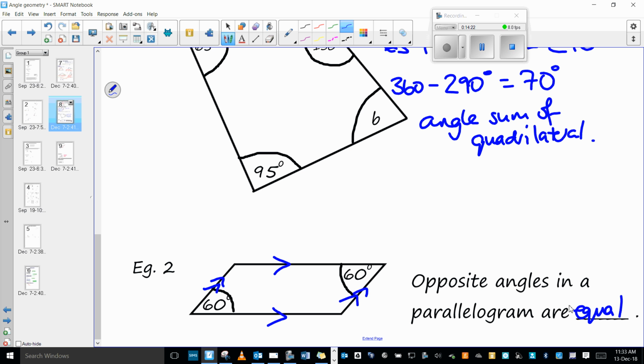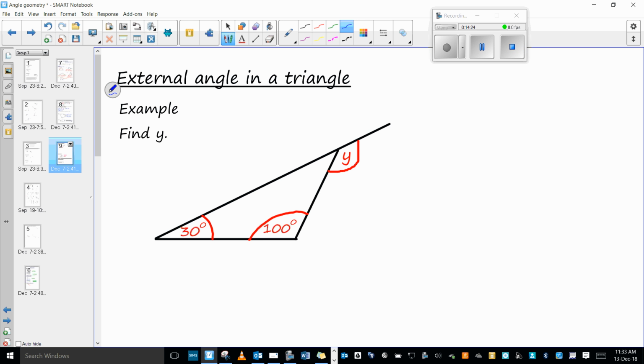Right, exterior angles in a triangle. Do you all know this one? The thing on the right is equal. Find the angle of that. Alright, one, and the one, so that is 80.